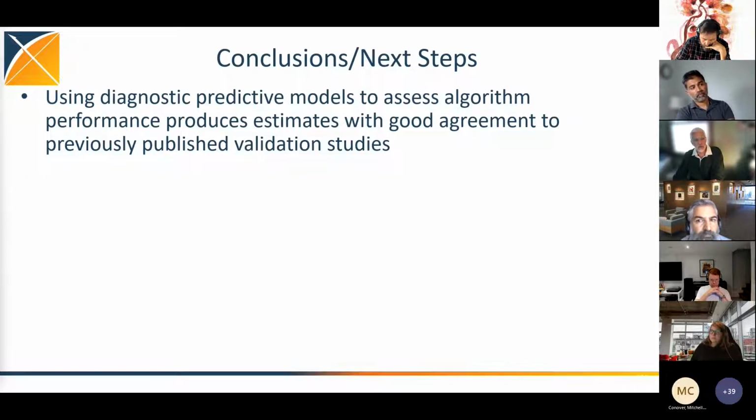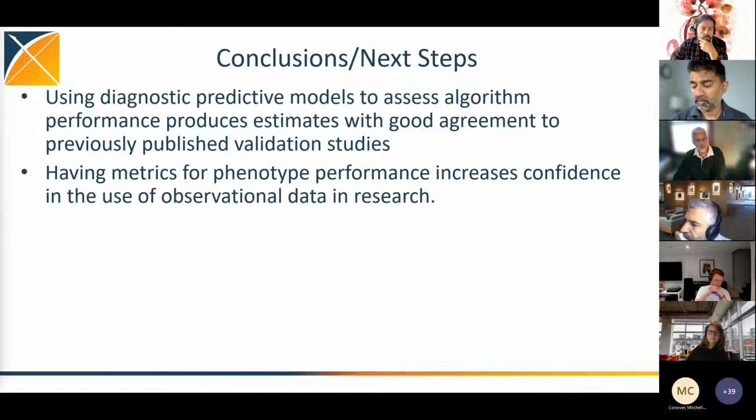So in conclusion then, using diagnostic predictive models to assess algorithm performance produces estimates with good agreement with previously published validation studies. That's what we saw in our most recent paper. The important thing about this is that having these metrics for phenotype performance increases the confidence in the use of our data in research. For the phenotype algorithms, we have sort of a gold standard that we can measure against for each of the phenotype algorithms to see how well they perform.